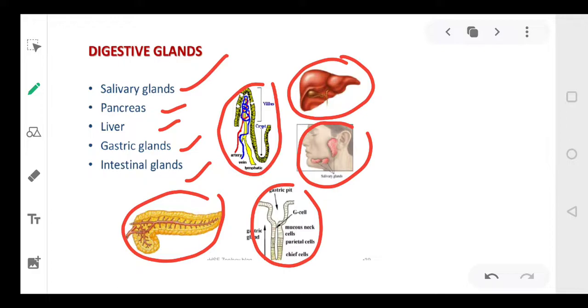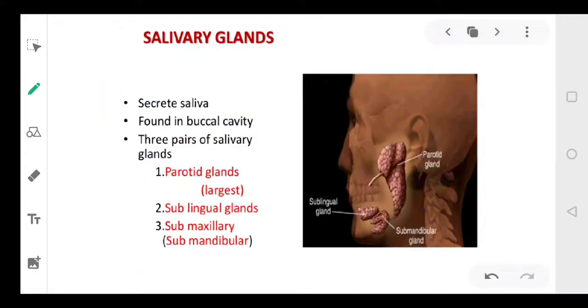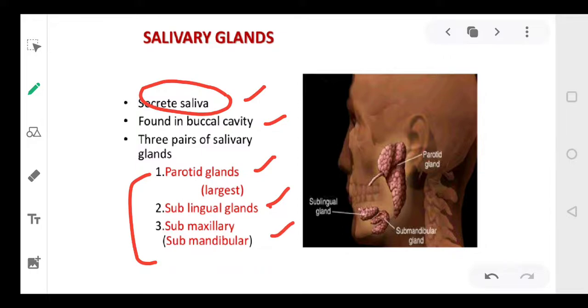Let's start. Salivary glands basically produce saliva. And these glands are found in the buccal cavity or the oral cavity. There are 3 glands: the parotid gland, the sublingual gland, and the submaxillary gland. These 3 glands are highly important, and they are found in the buccal cavity. You can easily observe them. The location is very clear. In the diagram, you can see all 3 have been highlighted here. The most important function is that they produce saliva.